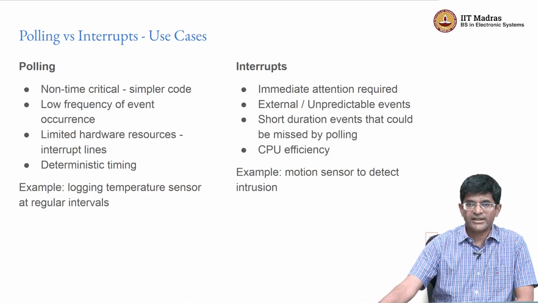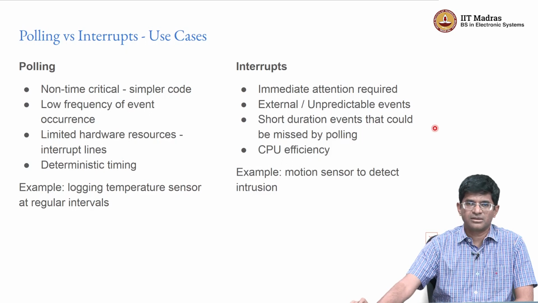Now on the other hand, when do interrupts make sense, right? When you require immediate attention. Examples could be when you have external or unpredictable events. Short duration events that could be missed by polling, right? Something which just occurs for a very short amount of time, and perhaps the time in between your polling loop was long enough that, let's say it was a button press or some other kind of short duration event, it went high and then went low within the time that you were finishing your polling loop, and therefore you missed the event completely, right?